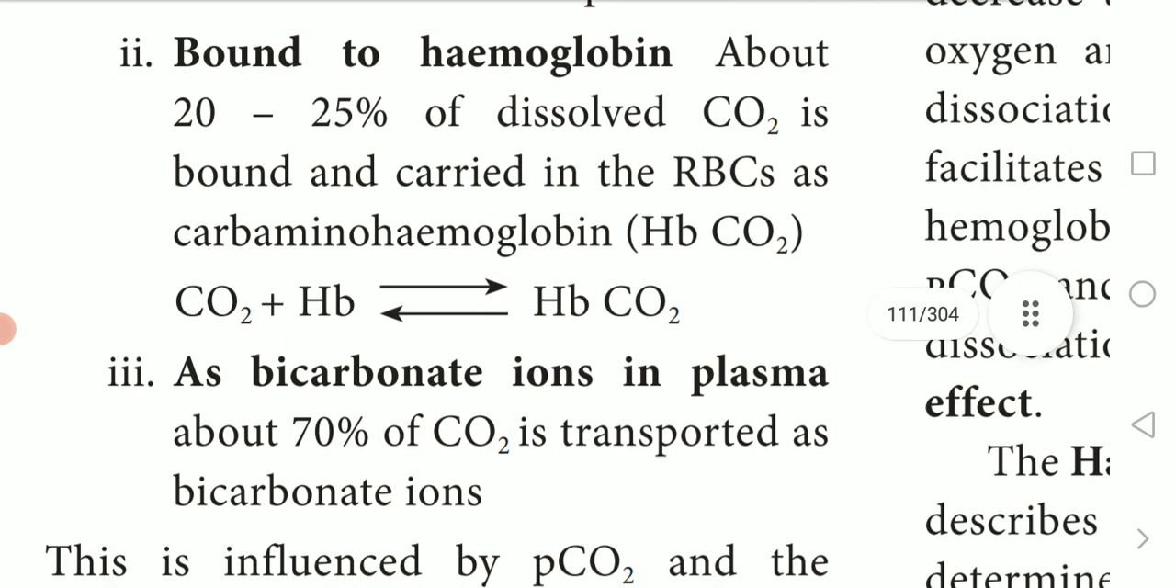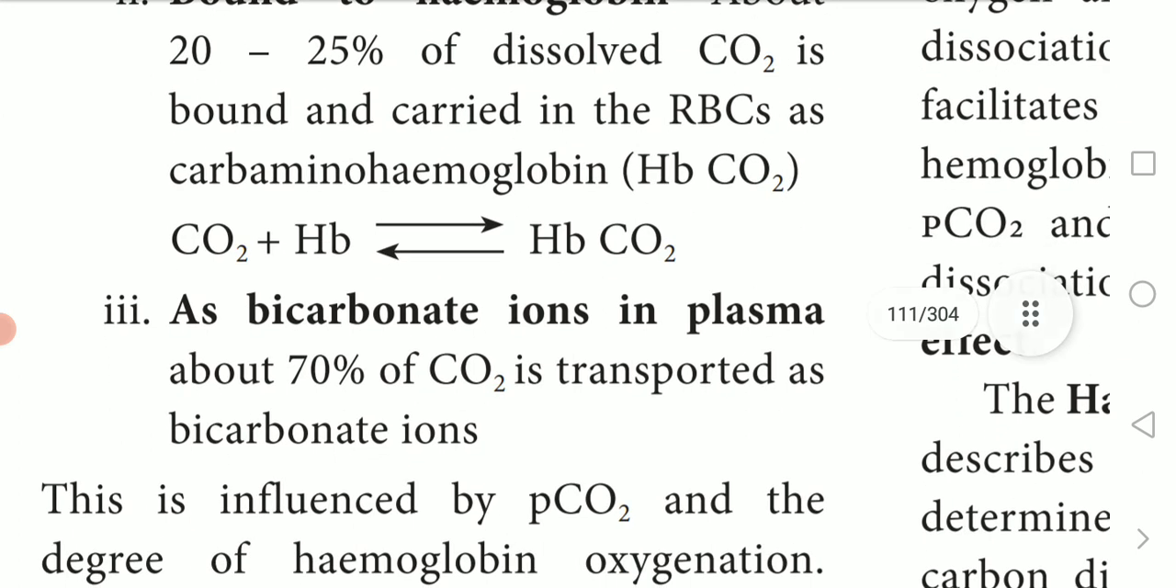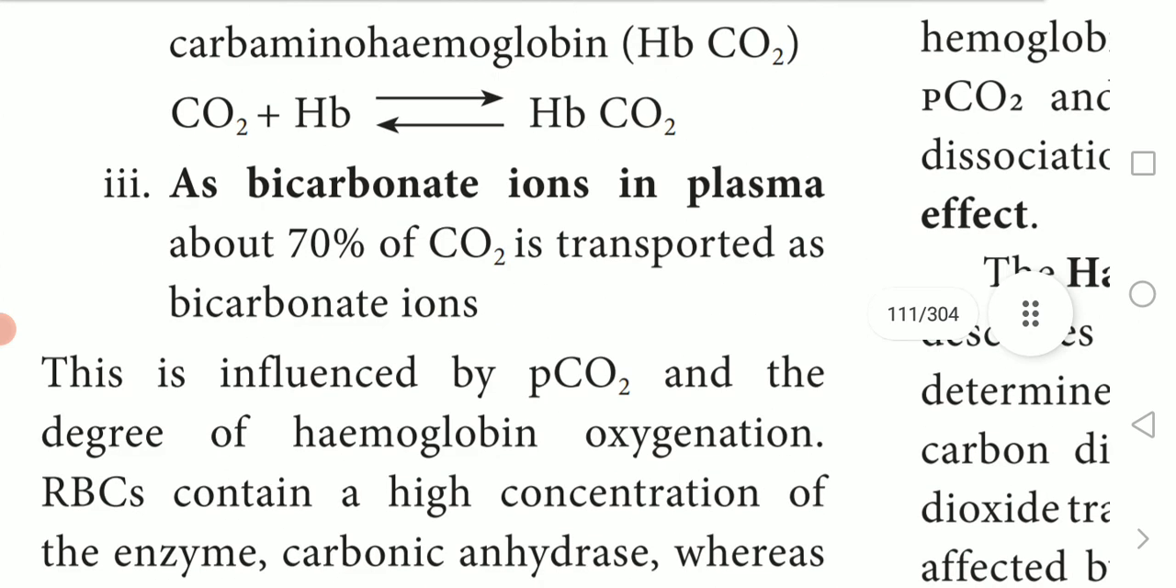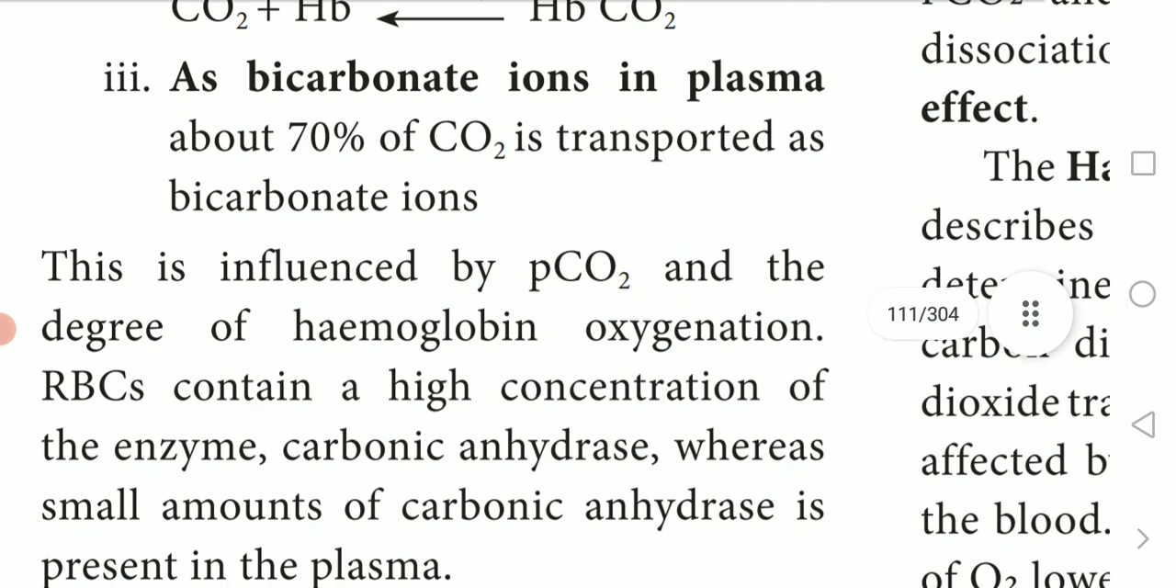The third step is as bicarbonate ions in plasma. About 70% of carbon dioxide is transported as bicarbonate ions. How does this happen? This is influenced by the partial pressure of carbon dioxide and the degree of hemoglobin oxygenation.